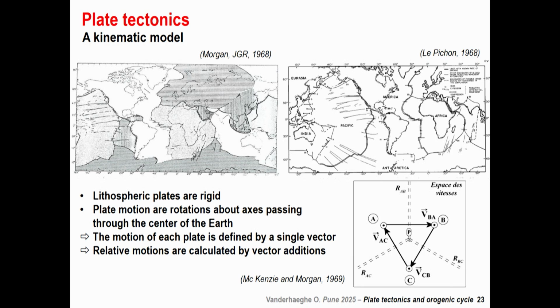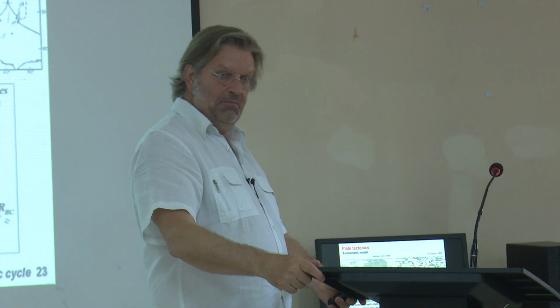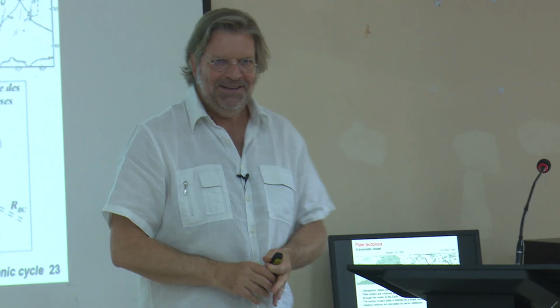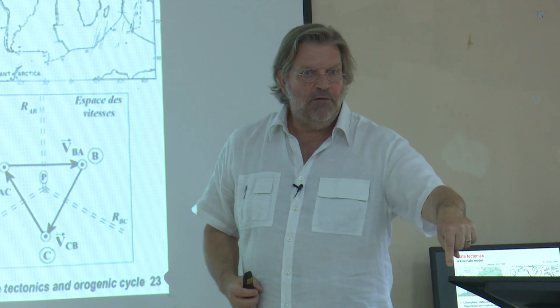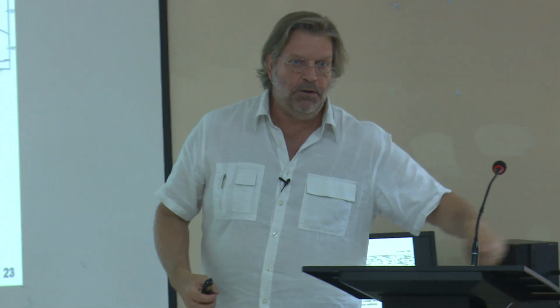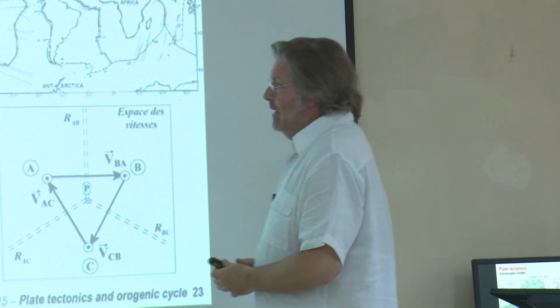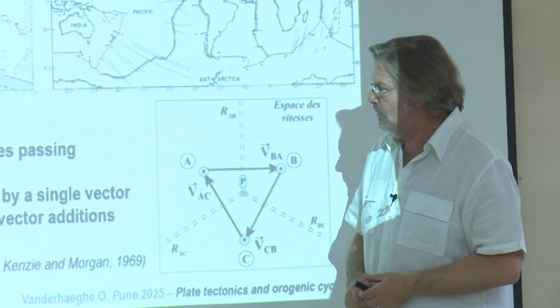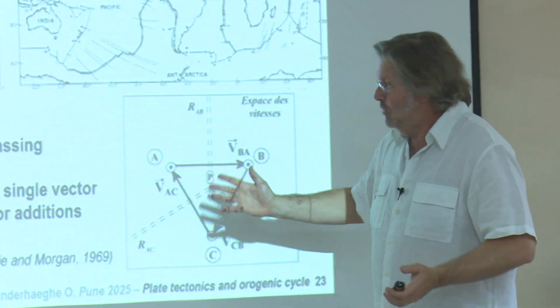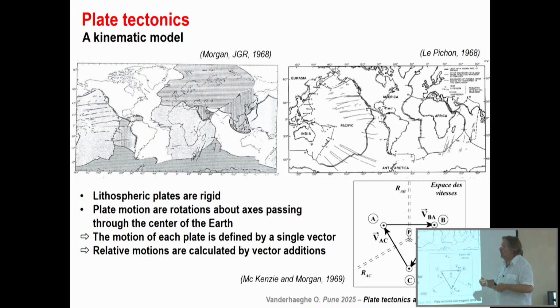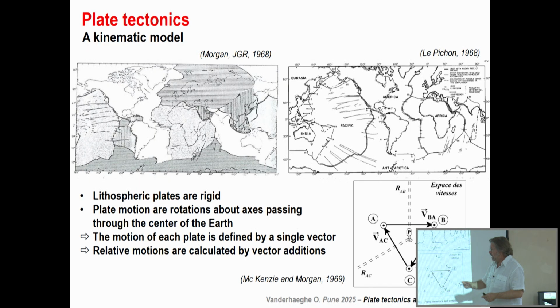So the main hypothesis is that lithospheric plates are rigid. So if the plate is moving, if you have the motion of one point, you have the motion of the full plate. That's very elegant mathematically. Plate motions are rotations about an axis passing through the center of the Earth. So the plate motion is defined as a single vector of angular velocity. And relative motions are calculated by vector addition. So that worked fairly well.